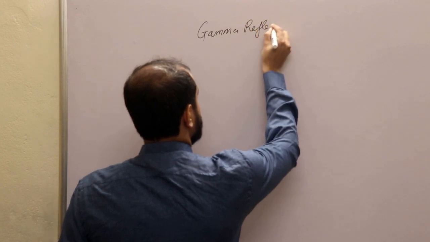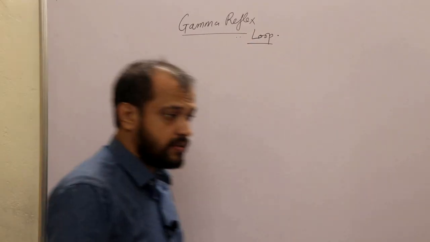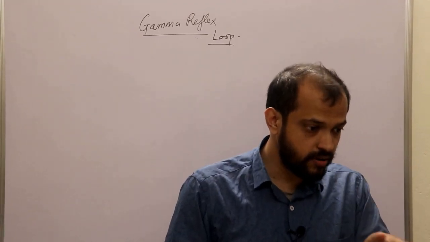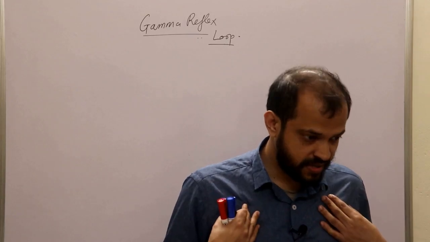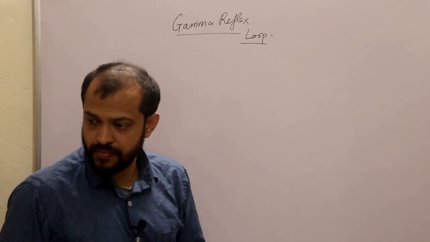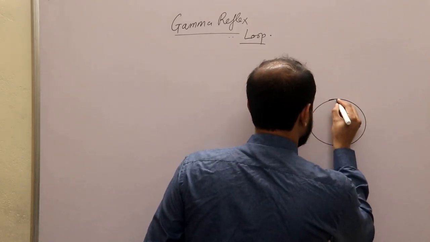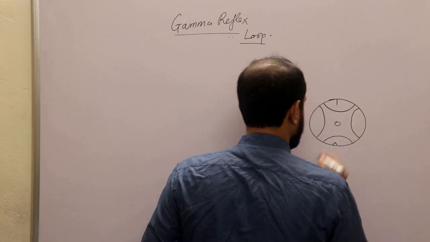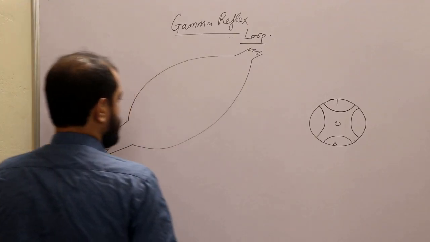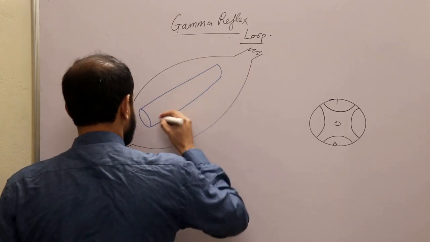Clear? Now listen. We have already discussed that the gamma reflex loop comes into play when fine voluntary movements are required. Then the gamma reflex loop comes into action, right? Now listen, what is the ordinary reflex loop for crude movements? This is our spinal cord, clear, and this is our, suppose, muscle, clear. Now this is our extrafusal fiber, this is our intrafusal fiber, clear.